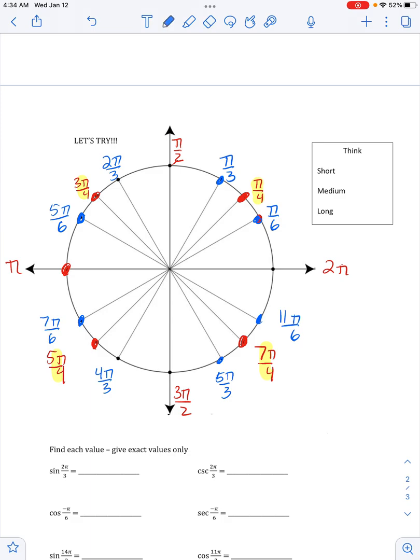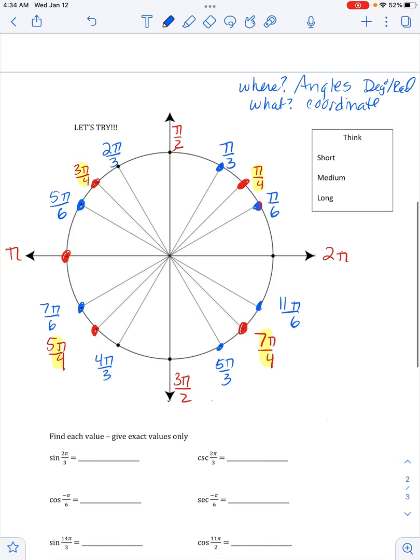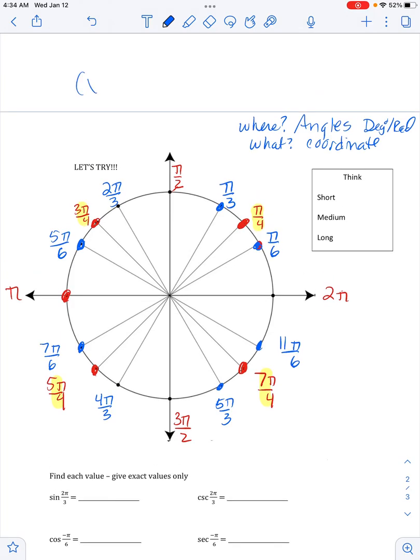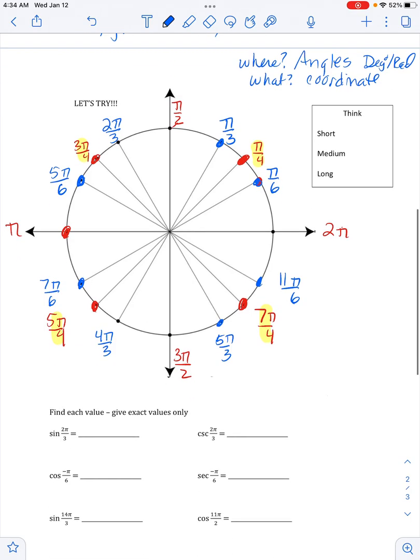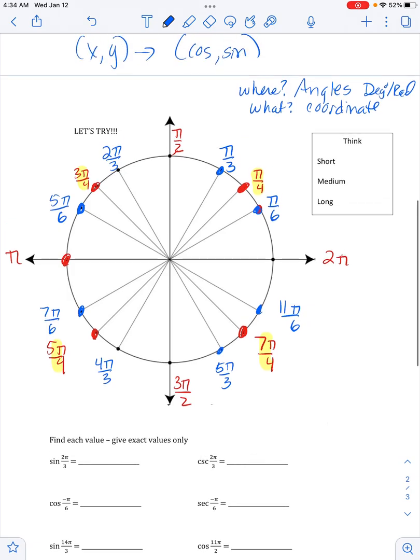So I need to be able to do two things. I need to be able to find angles in degrees or radians, because that's my where. That's telling me where do you go. And then my what is going to be the coordinate that I'm supposed to find when I get there. And the coordinates, remember, we have our x and y like we've always used. We're now thinking of as cosine and sine. And then we might have to flip those over if life gets hard.